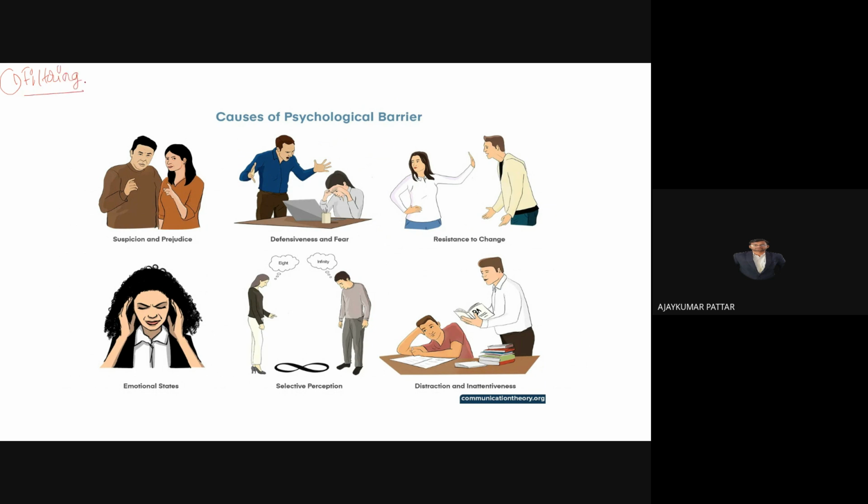Filtering means if a higher authority is sending some message to the lower authority, the intermediate persons are filtering some information. They are purposefully not giving the full message to the lower authority or lower workers. They will only give some information.